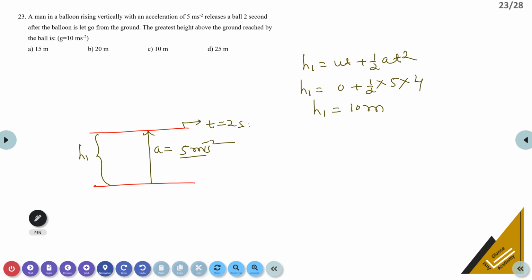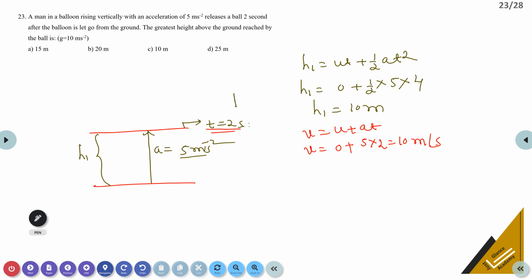Okay, fine. Here at this point, what is the velocity of the particle? You have to find it. V equal to u plus at. V equal to 0 plus acceleration 5 into 2 equal to 10 meter per second. This is the first stage.